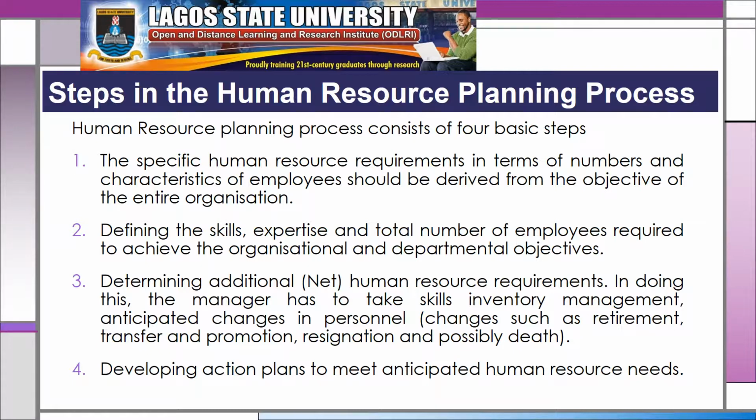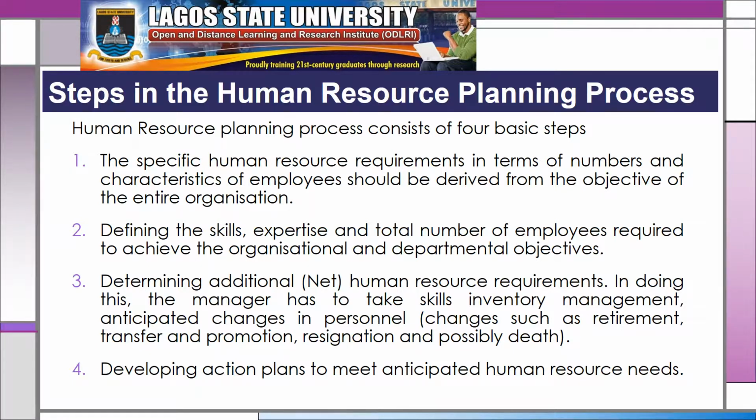So that's what we call human resources net. Just like you take an inventory: this is the number of people going now, then you take it away from the number of people you have there. Then the shortfall, that's what we call the net. So we are short of this. Sometimes you might have a surplus. So all these will have to be factored in. You determine the additional net human resource requirements. So in doing this, the manager has to take what I call a skill inventory. I've explained that one earlier.